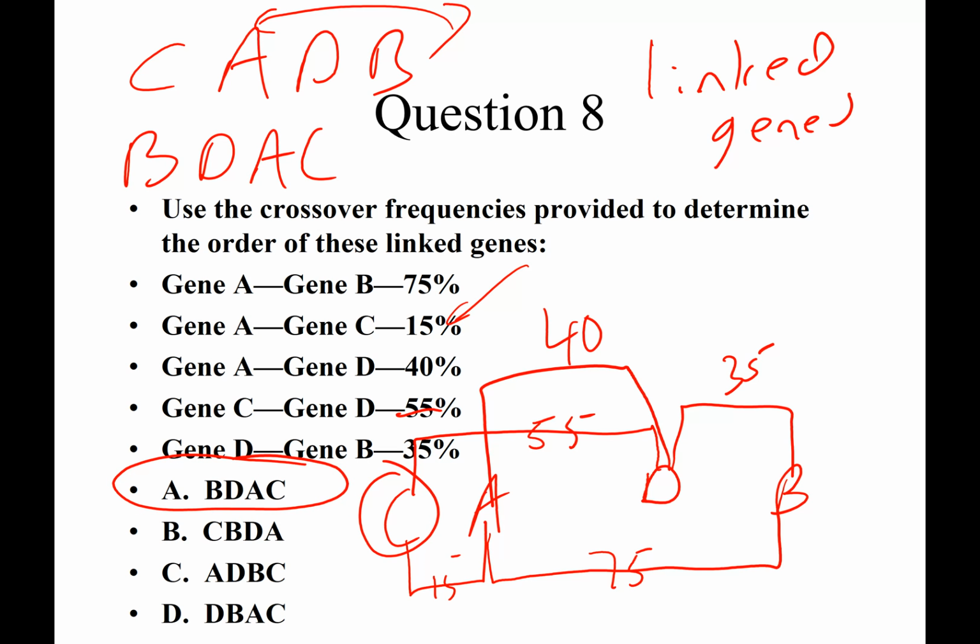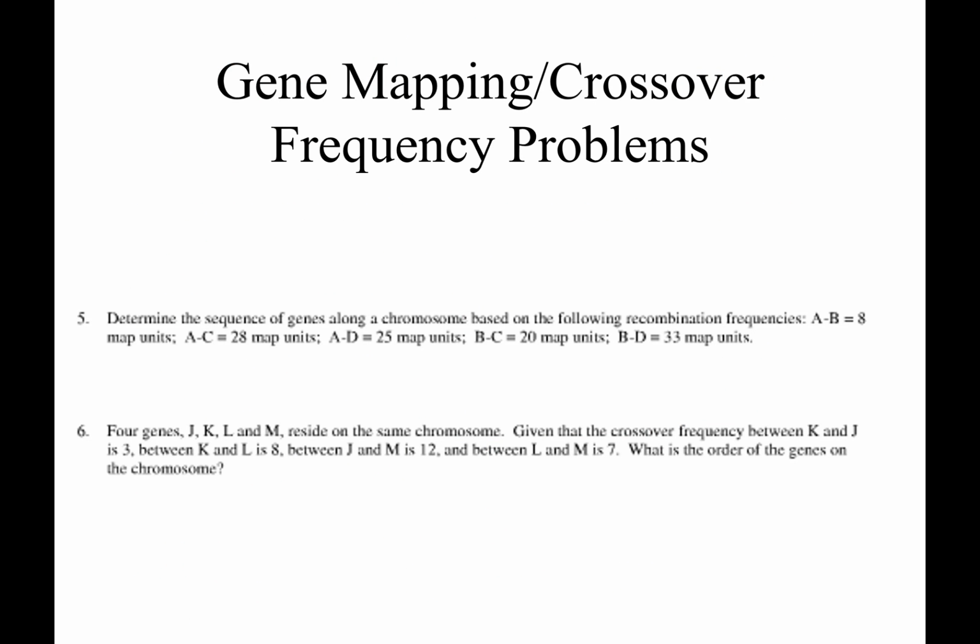Let's look at one more example of crossover frequency problems. So here we have: determine the sequence of genes along a chromosome given the following recombination frequencies. A and B crossover or have 8 map units. Sometimes instead of telling you the percentage of the time they cross over, they give you this unit called a map unit, which, like I said, is almost like an inch, a unit of measurement. Each map unit, though, is equal to 1% crossover. So this is no different than the last problem we worked.